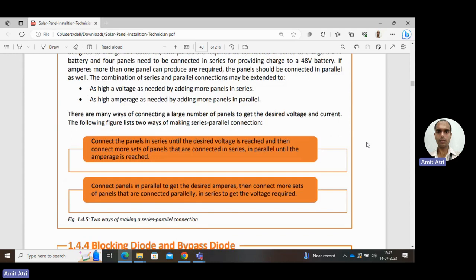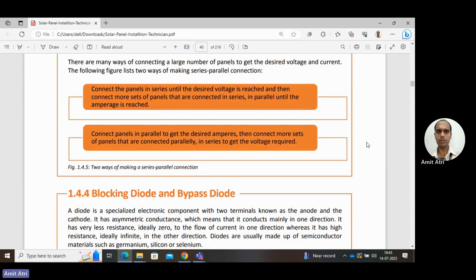So the methods highlighted here show how to make a series-parallel connection: connect the panels in series until the desired voltage is reached, and then connect more sets of panels that are connected in series in parallel until the amperage, the required current level, is reached. First, make a series combination, check that the desired voltage is obtained, then make a parallel combination.